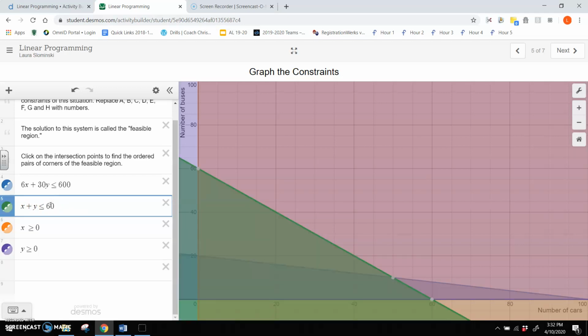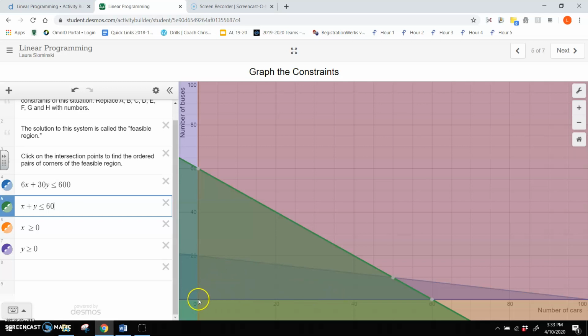So you can see if we graph all four of those things by hand, we are left with this bottom place that all those are, this is the one little spot where all four intersect. Now, the next thing says, write the ordered pairs of the corners of the feasible region. The feasible region is, again, where all of them overlap.